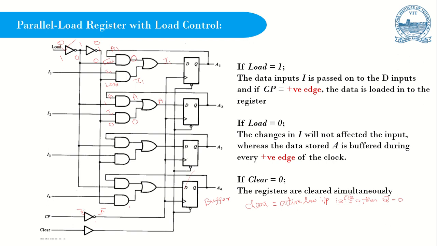So when the load is equal to 0, any further change in the inputs I will never be reflected on the output. Only the data which was previously stored will be buffered into the system. Okay, why? Because the clock pulse is continuous and we cannot limit it. The only thing we can do is introduce some control signals and implement some combinations, so that if the control is enabled, you can load the data. If the control is disabled, you can buffer the already stored information. So this is the function of a load control in the parallel load register.